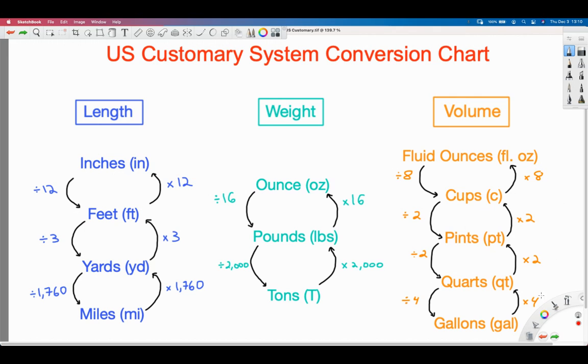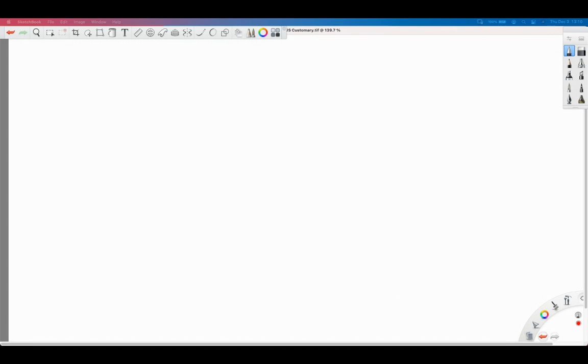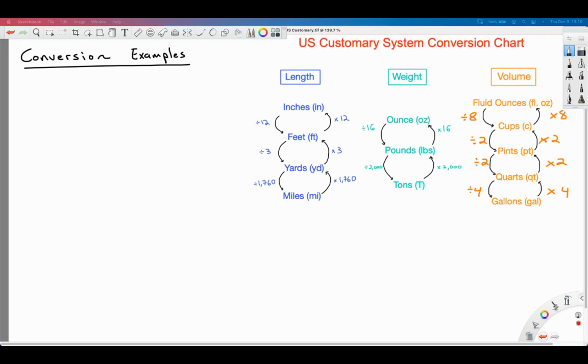So you can see the different units that we're going to be working with in weight and volume. But for today, I'm just going to specifically talk about length. And this cycle right here is going to be a great method for you to use in order to convert these units. So let me take a second and clear the screen, bring up an example or 2, and I think we will do pretty well with this method here.